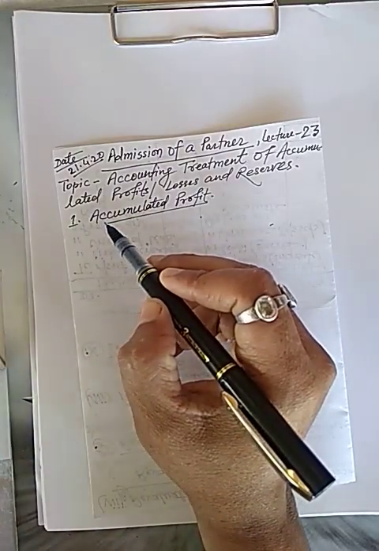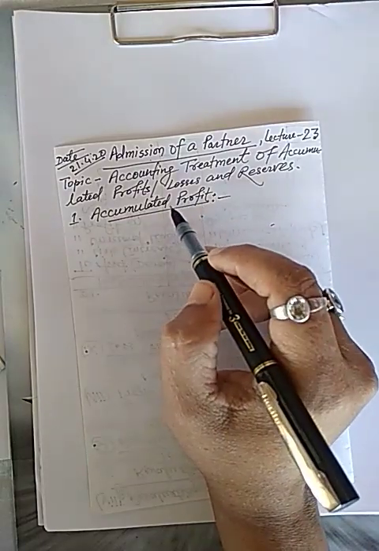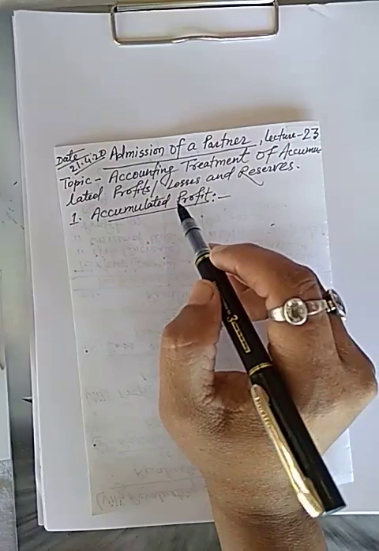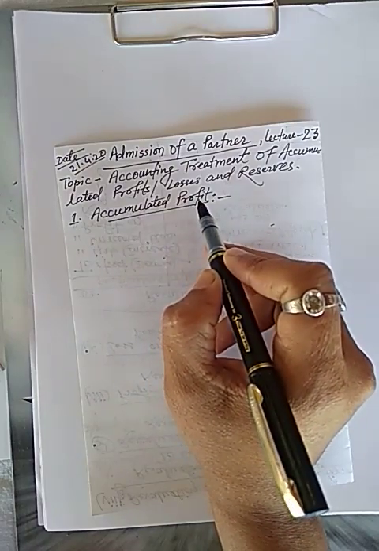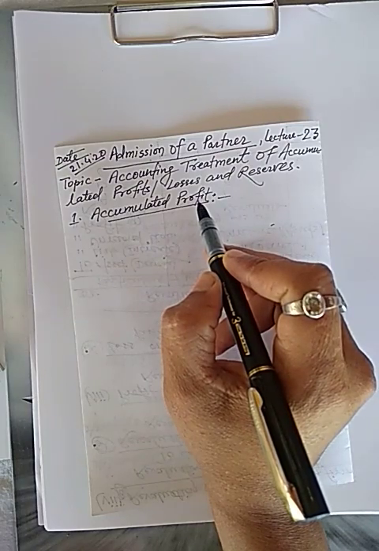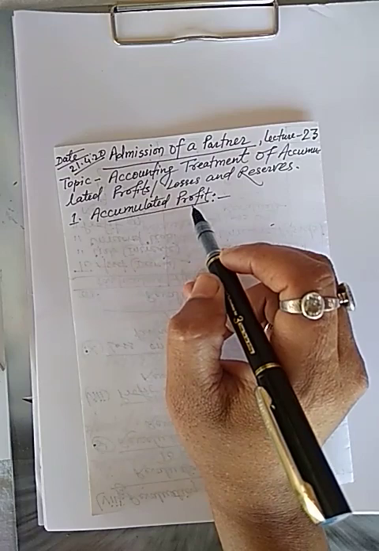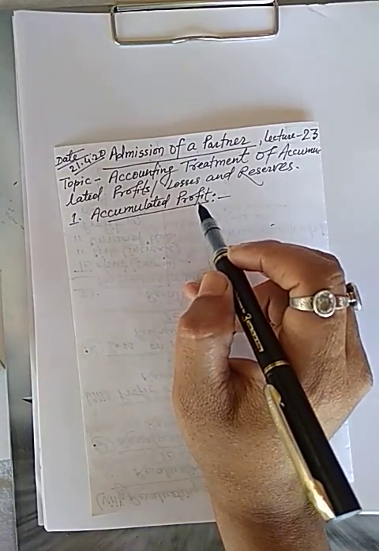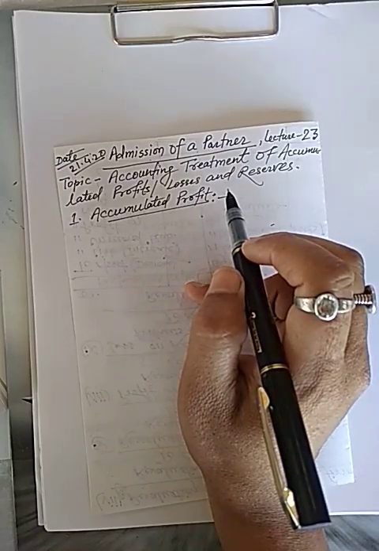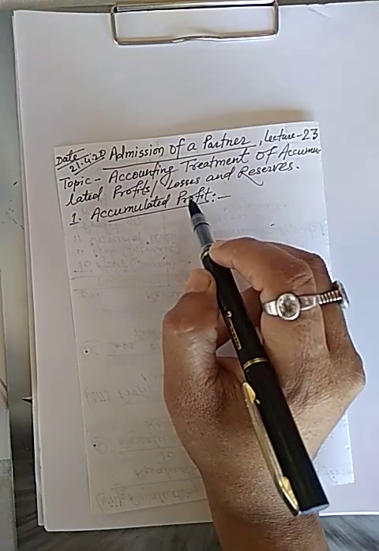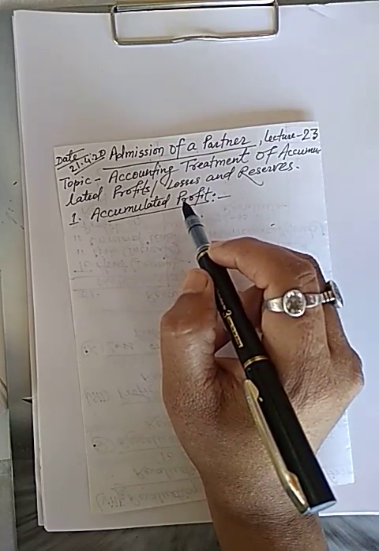First is accumulated profit. We have to pass a journal entry about accumulated profit. A firm may have a balance of undistributed profits and reserves, such as reserve fund, general reserve, credit balance of profit and loss account, etc. At the time of admission of a partner, all these profits and reserves belong to the old partners in their old profit sharing ratio, so these should be credited to their capital account or current account.